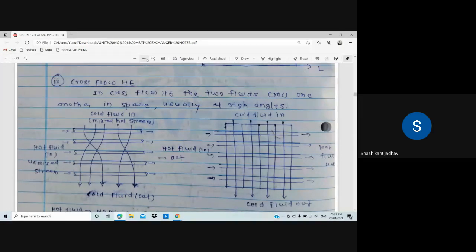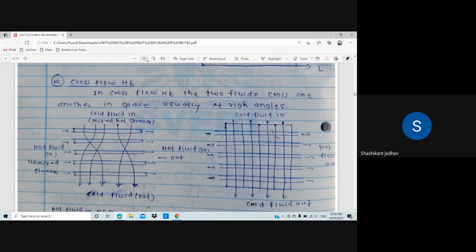Okay. So after that, we started the classification of the heat exchanger. Basically, heat exchangers are classified on the basis of 4 points. On that basis, heat exchangers are classified. So first is according to the nature of heat exchange process.